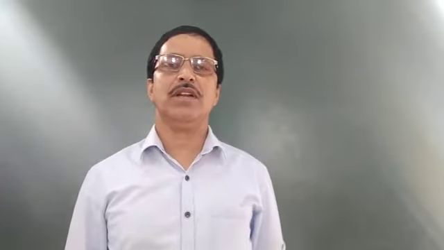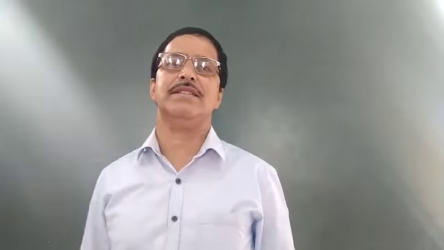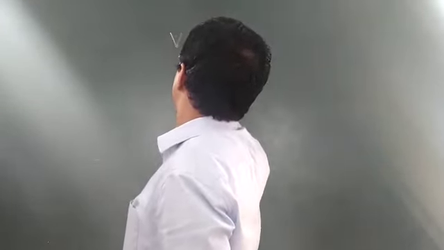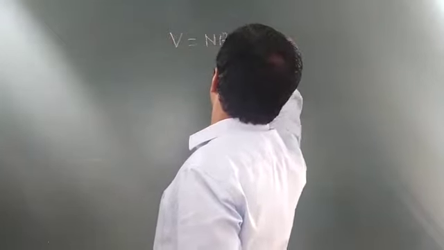Today I am here to discuss the topic alternating current. I told you that if we have a coil of wire having n turns in it and area equal to A, and if the coil is rotated with a constant angular velocity omega in a magnetic field of strength B, then the EMF induced is given by V equal to NBA omega sin omega t.